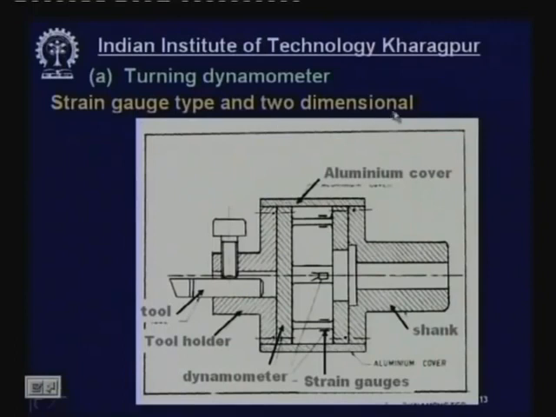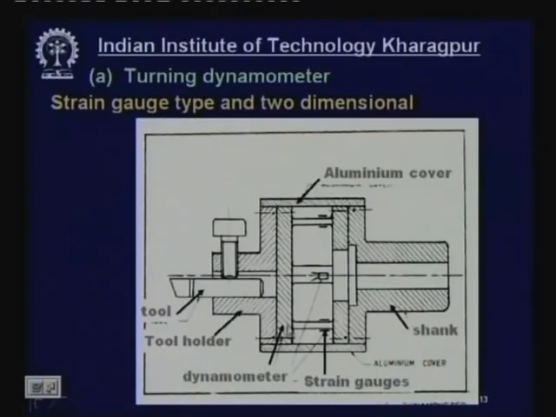Now the turning dynamometer, strain gauge type, 2-dimensional dynamometer. Dynamometers can be 1-dimensional, 2-dimensional or 3-dimensional. If the dynamometer can measure only one force, say Pz only, it is called 1-dimensional. If it can measure two forces, Pz and another force, Px or Py, it is called 2-dimensional. If it can measure all three forces, it is called 3-dimensional.